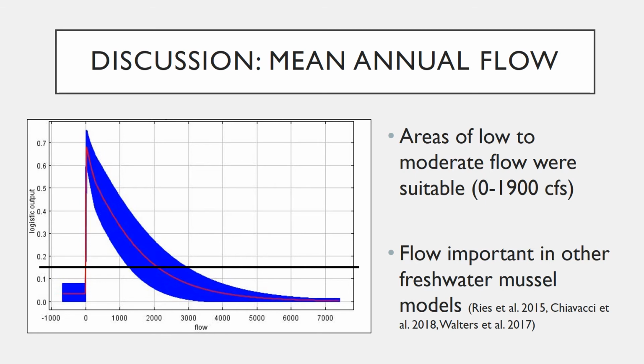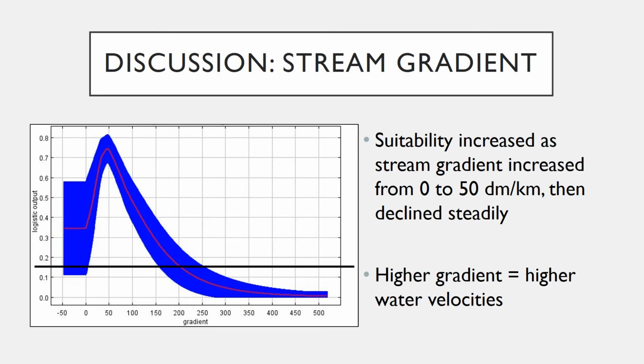And this makes sense with what we see in the field. This is a species that we often collect in areas of really low current. And so we expected to see this, and it's what we observed. It's also not surprising that flow would be the most influential variable in our model just in general, because we know that flow can be an important driver of freshwater mussel presence and persistence.